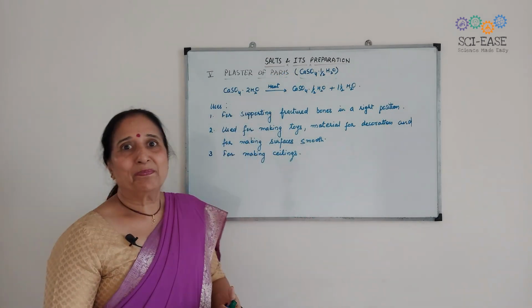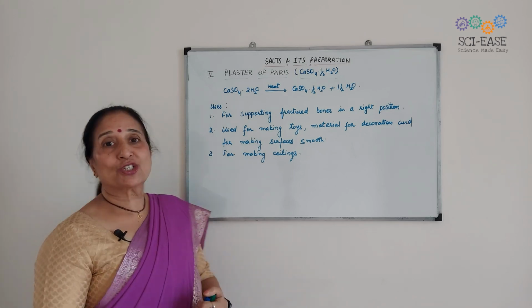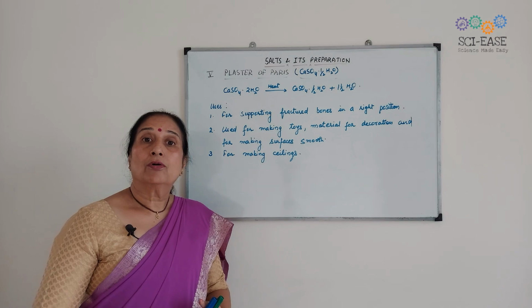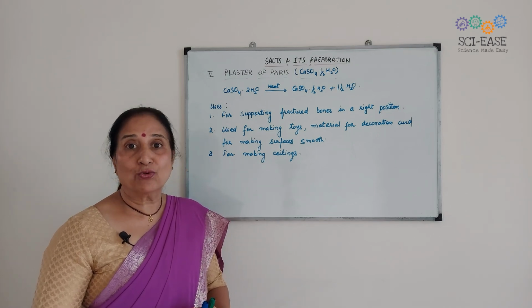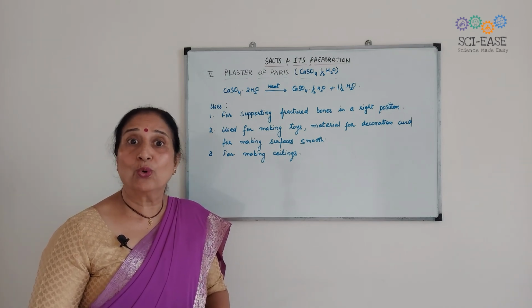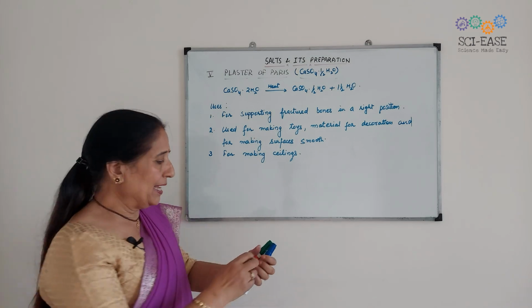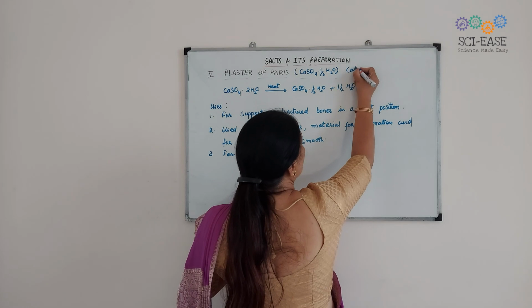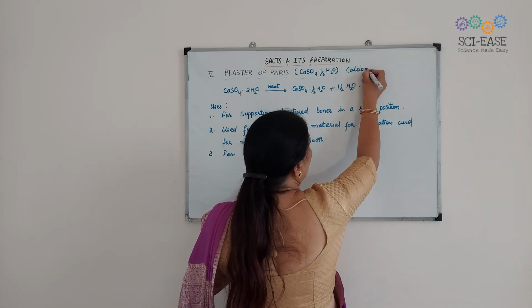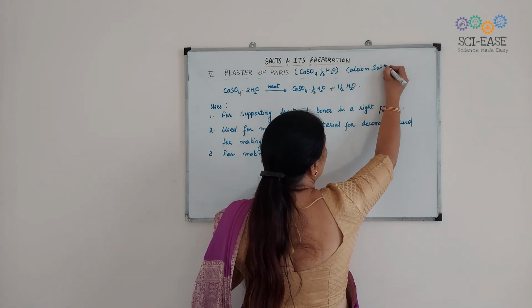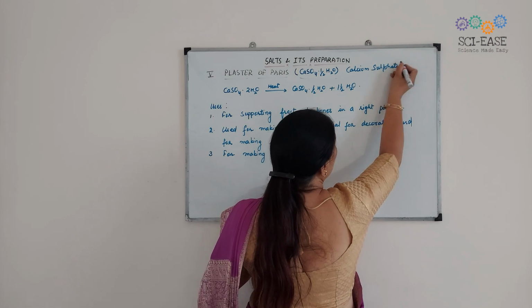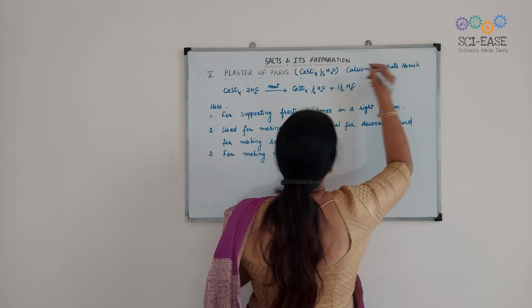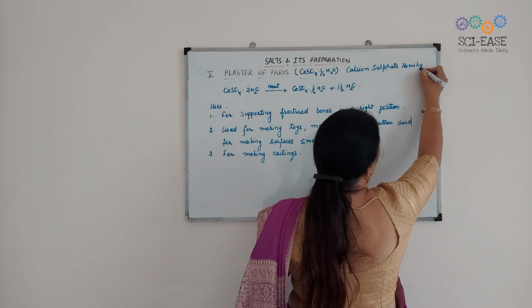Now, the last compound is plaster of Paris. Its formula is CaSO4 half H2O. And what is its chemical name? Its chemical name is calcium sulfate hemihydrate. Hemi means half, hydrate.